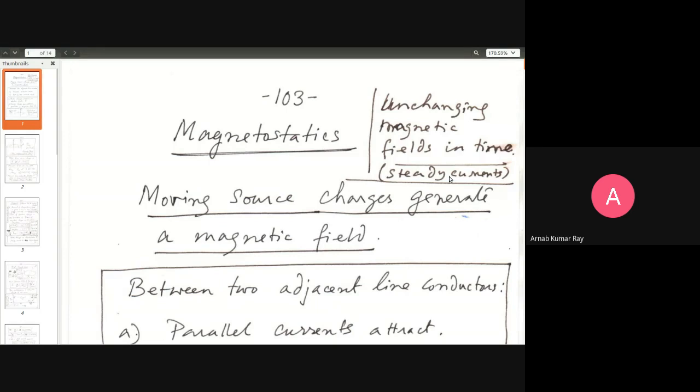Unchanging electric field, electric, not magnetic. Unchanging electric field in time will be created by fixed charges. Unchanging magnetic fields in time will be created by no longer fixed charges, but charges in motion. Unless you have charges in motion, you will not have a current. But what is this steady current business all about? Let us now try to see.